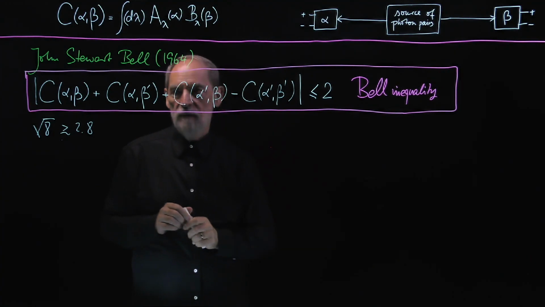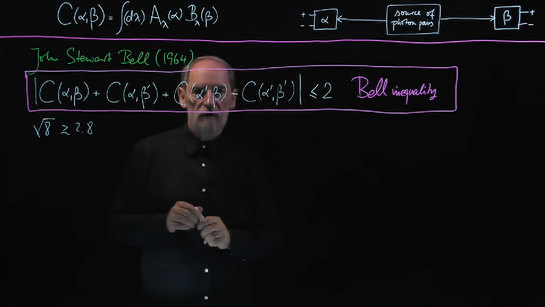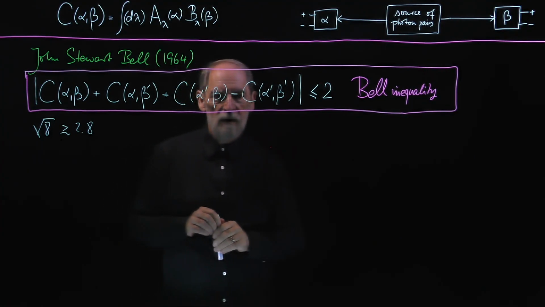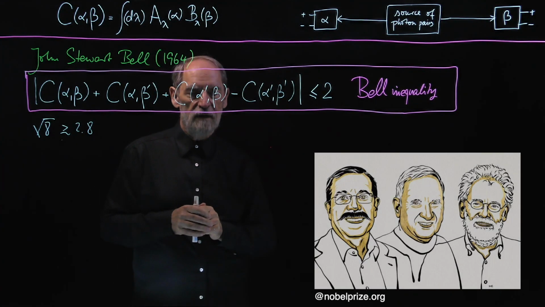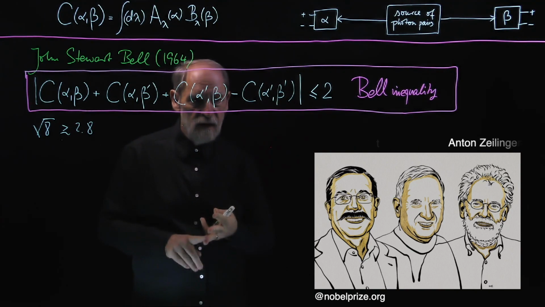And many experiments by now have been conducted where numbers for these correlations were found that clearly are violating Bell's inequality. In fact, this year's Nobel Prize in Physics, 2022, has been awarded to 3 people who conducted the pioneering experiments of this kind. John Clauser, Alain Aspect, and Anton Zeilinger.